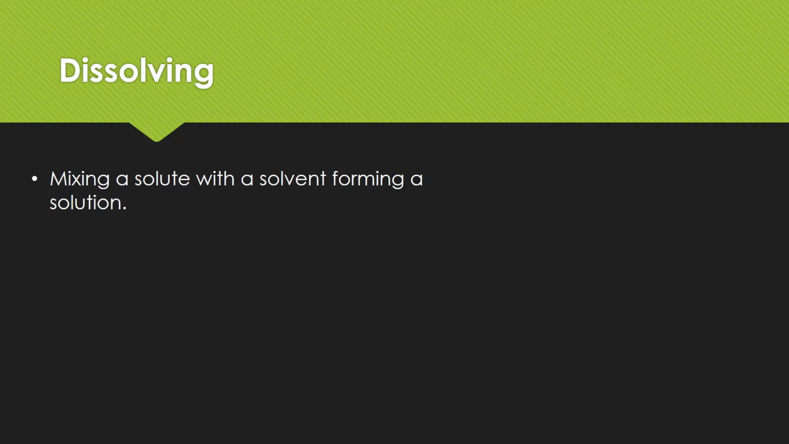So, dissolving. We've used that term so far in this unit and probably in our regular lives to explain different things we've done when we mixed a drink or something else, but we haven't really gotten into detail on what exactly dissolving means and how it works. So let's look at it first. Essentially, the definition of dissolving is just mixing a solute with a solvent, which forms a solution.